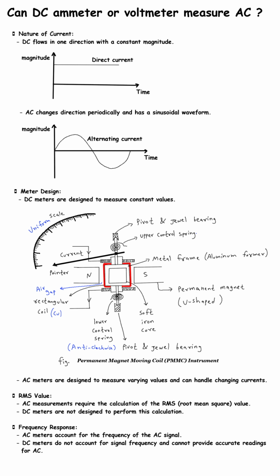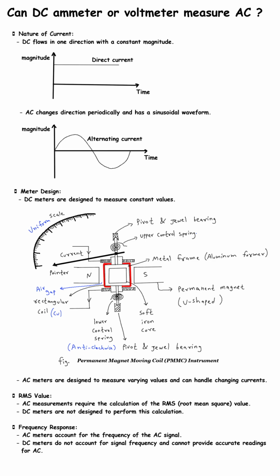Now, let's understand how DC meters are designed. The most common type of DC measuring instrument is called a PMMC meter, which stands for Permanent Magnet Moving Coil Instrument. This type of meter works on the principle that when current flows through a rectangular coil placed in a magnetic field provided by a permanent magnet, a force is generated that causes the coil to rotate. This movement is transferred to a pointer that moves over a calibrated scale. Inside the meter, you will find important components like a rectangular copper coil, soft iron core, a permanent U-shaped magnet, aluminum frame, pivot and jewel bearings, and upper and lower control springs. These parts work together to detect current and display the value on the scale.